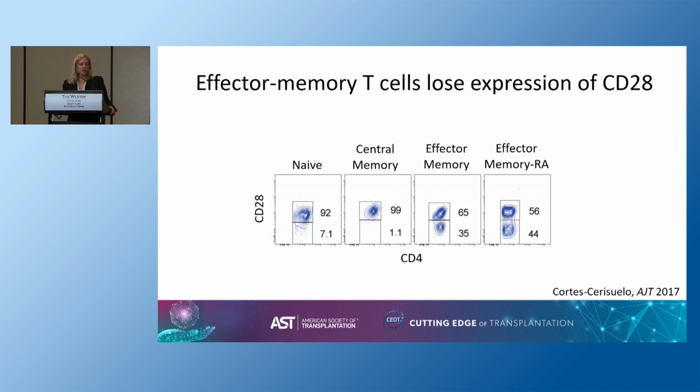An example of that is shown here, going back to our CD28 example: naive and central memory cells express high levels of CD28. But if you look at effector and effector memory cells, you can see that there is a subset of cells that lose expression of CD28. And so if an individual had a population of alloreactive T cells present in that population of cells that lost CD28, you might consider whether CD28 would be effective at controlling those cells.